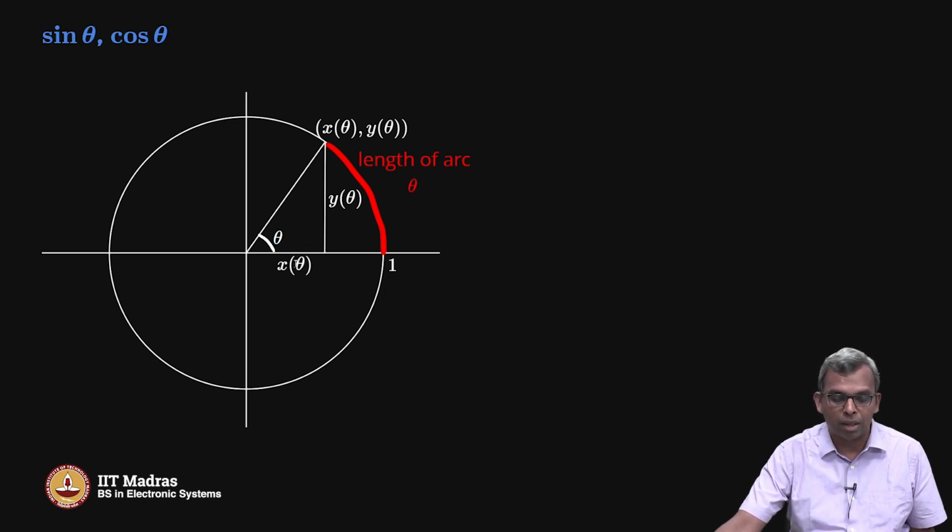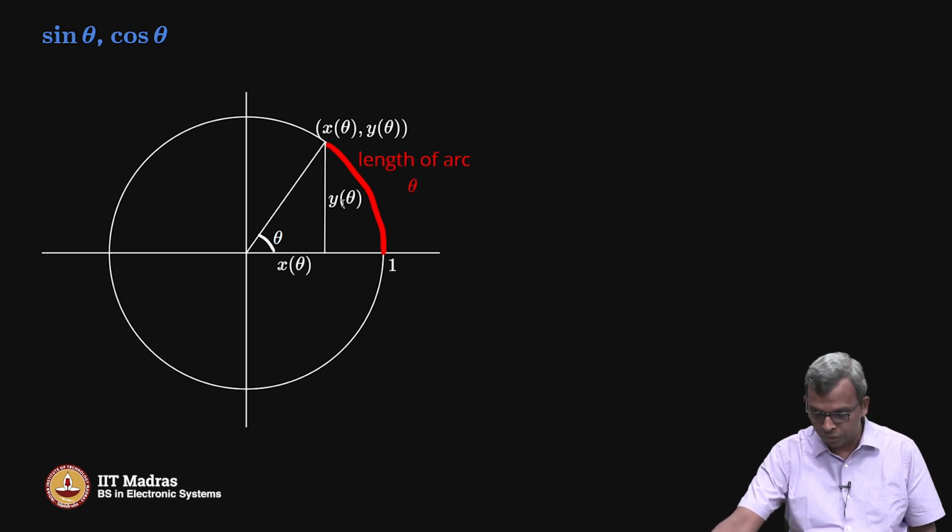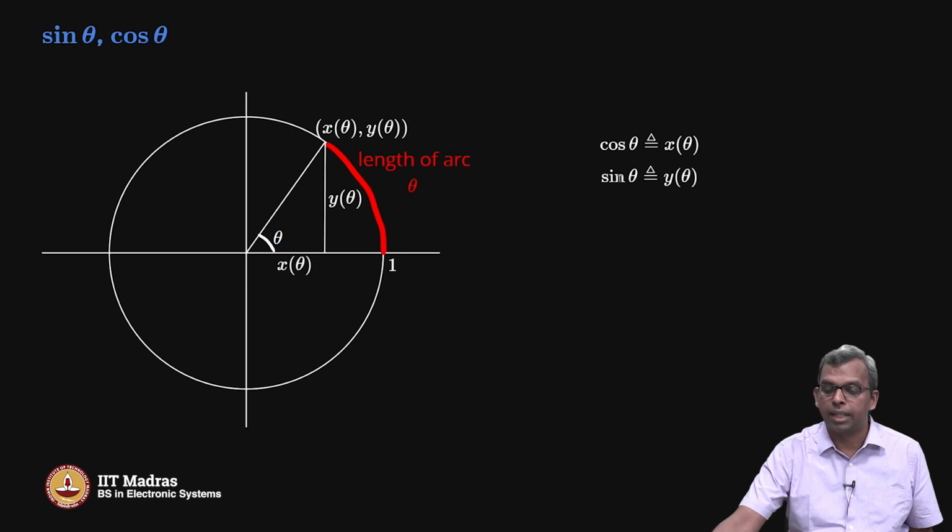Why do I say x of theta, y of theta? Because as I vary theta, this point also changes. So clearly these are functions of theta, and they don't depend on anything else. It's a unit circle, so x of theta and y of theta clearly depend only on theta. There are lots of things you can say about these functions. These two, x of theta and y of theta, are what are defined as cos theta and sin theta. This is the same as the triangle definition, adjacent side by hypotenuse. Remember, the hypotenuse in this right angle triangle is 1 because it's a unit circle; that's the radius. So cos theta is simply x of theta and sin theta is y of theta.